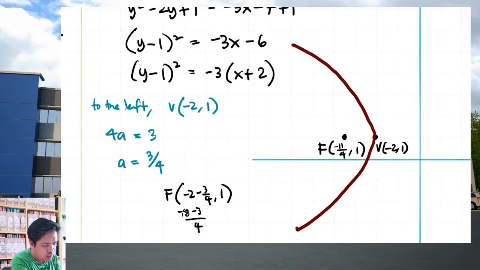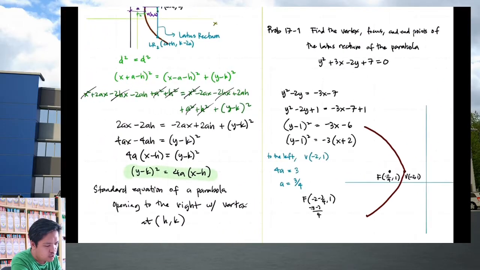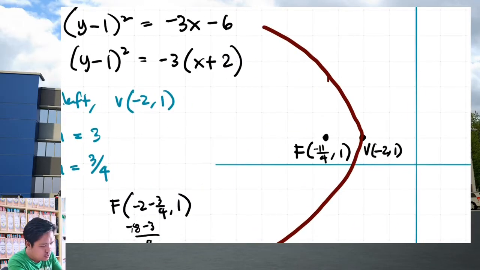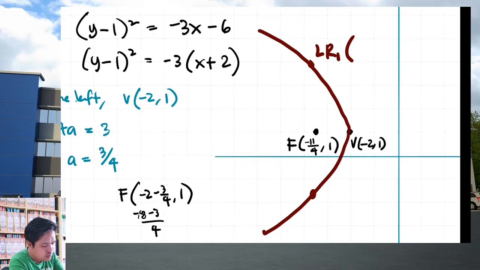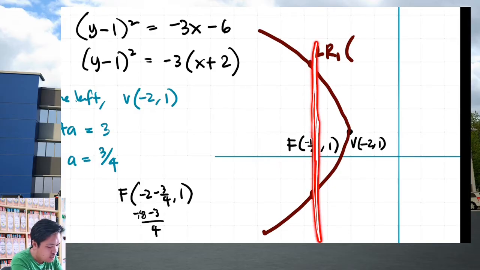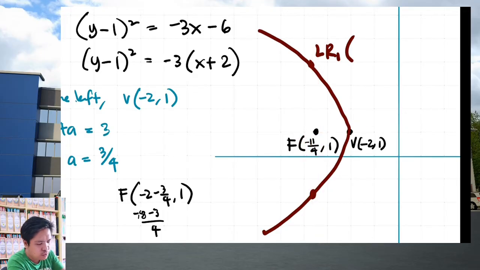Then, ano pa? A vertex, focus, ends of the latus rectum. So, if this is the length of the latus rectum, the ends are right here. So, eto and eto right here. So to get these points, let's call this LR1. So that would be the same ordinate, nasa aligned siya sa focus, diba? So the same lang tong distance. So this is still negative 11 over 4.